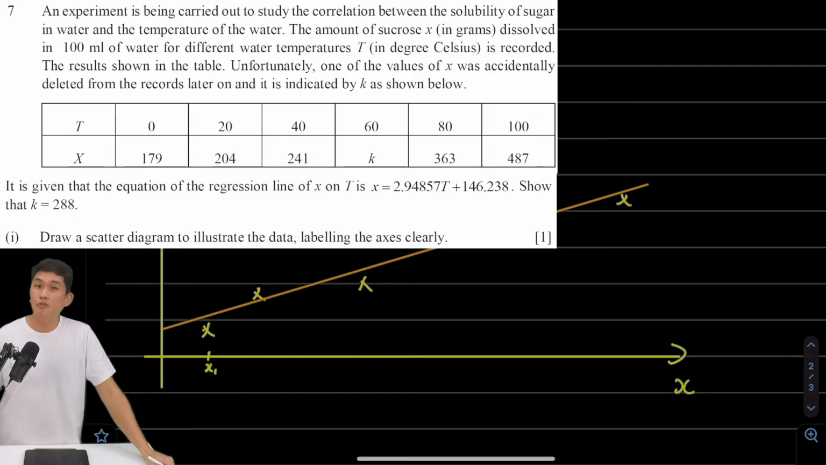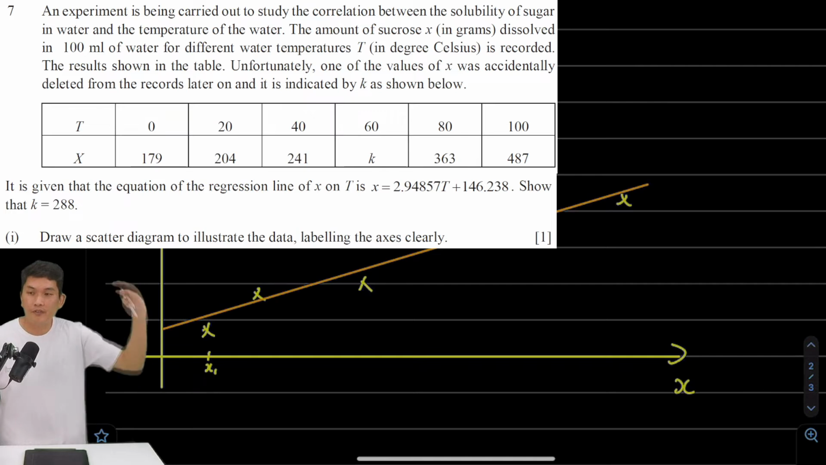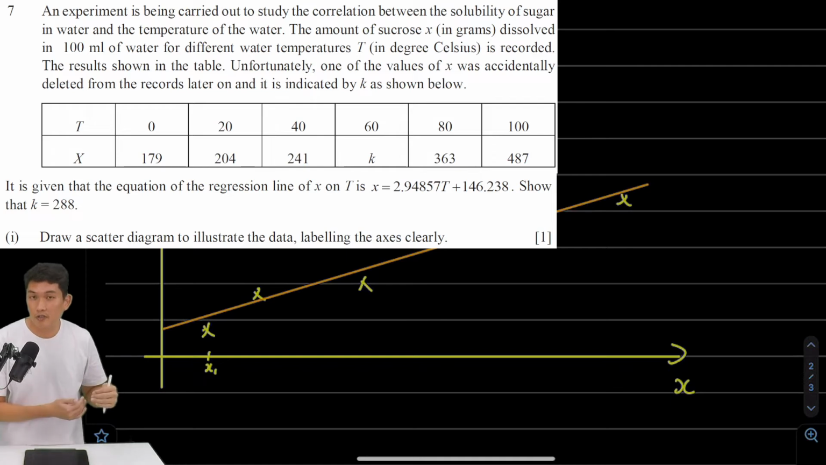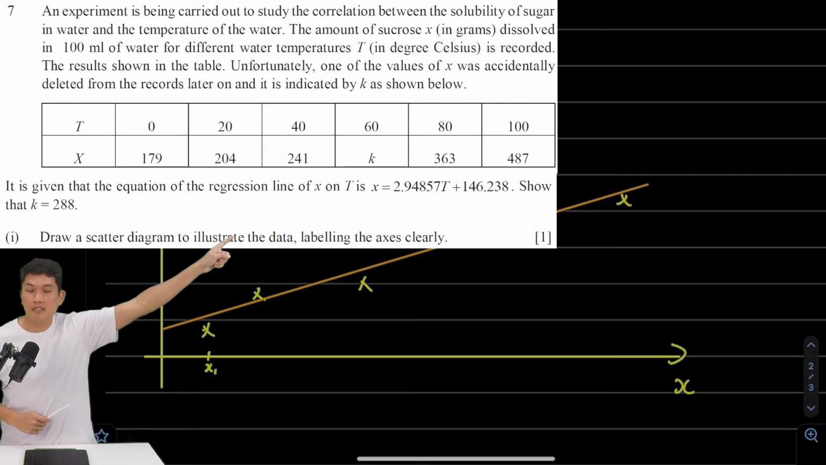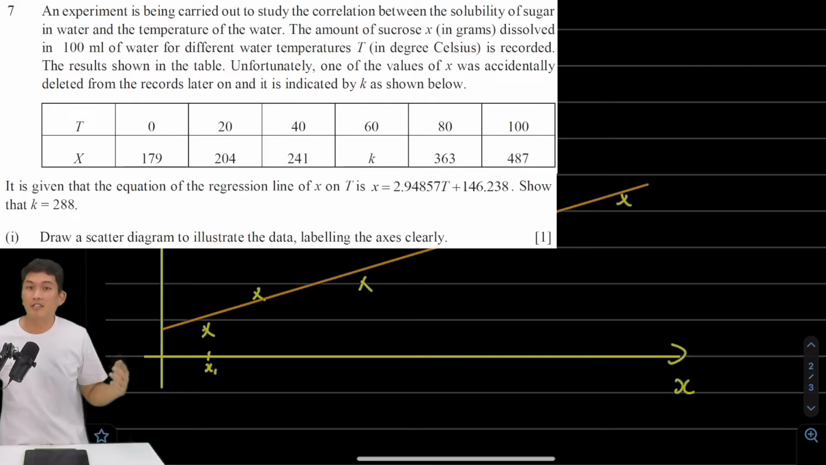So what most students will do upon realizing this is say, okay, let's assume K equals 288. Let's fill out one list for T, one list for X, use my graphing calculator, linear regression, A plus BX, and chuck it in to get the equation of regression line. Oh, I got the same equation of regression line, assuming K equals 288, so X must be 288. This is not the right way.